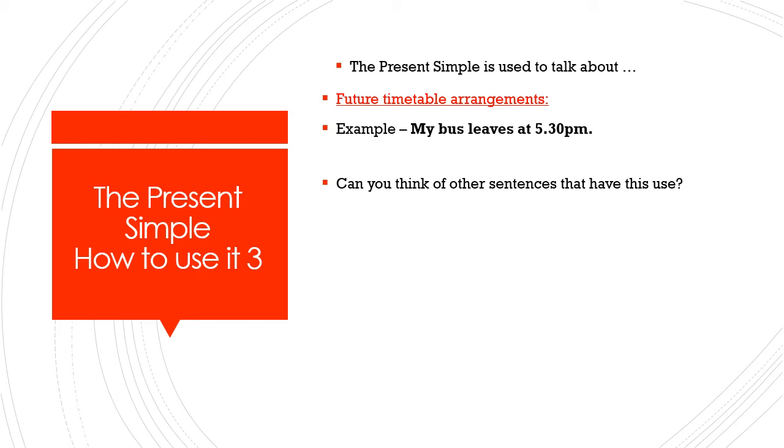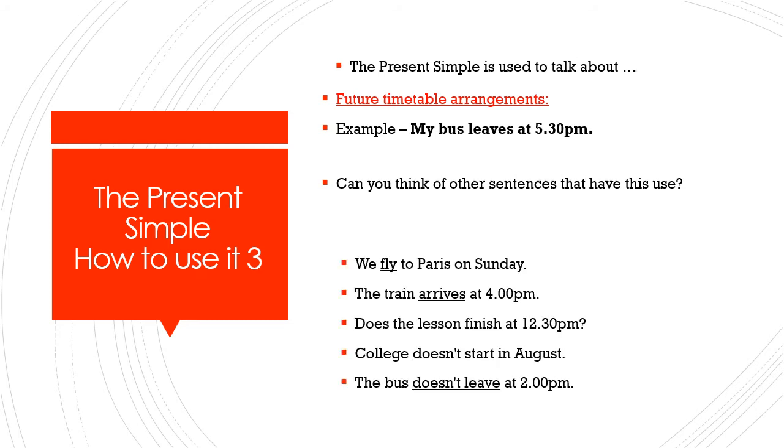So see if you can think of some other examples of future arrangements. Don't forget, you need to have a time in your sentence. Pause the presentation, write them down, and then restart and have a look at my examples. So here we've got some examples. We fly to Paris on Sunday. So that's in the future. It's telling us when.